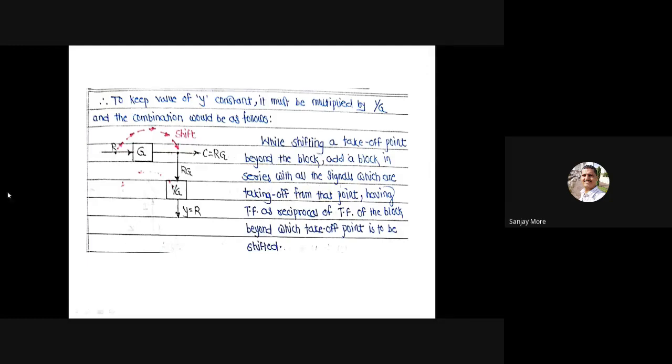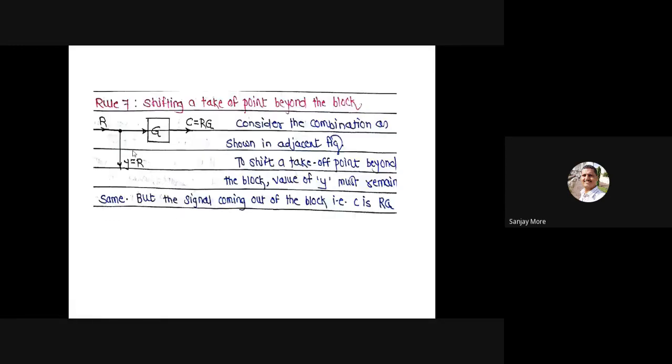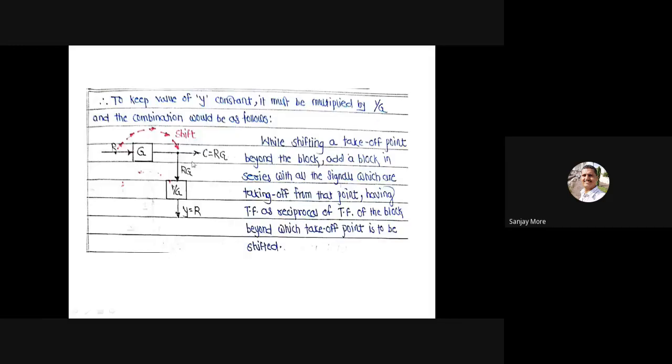Okay, understand? If you have maintained the output C is equal to RG, you have to make changes after shifting this takeoff point. See this diagram, this takeoff point is shifted here, then R into G, therefore C is equal to RG. After shifting this takeoff point, you have to maintain the output C is equal to R into G, so you have to add this block 1 divided by G, using the transfer function or reciprocal of this block. Okay, so draw this and write down.